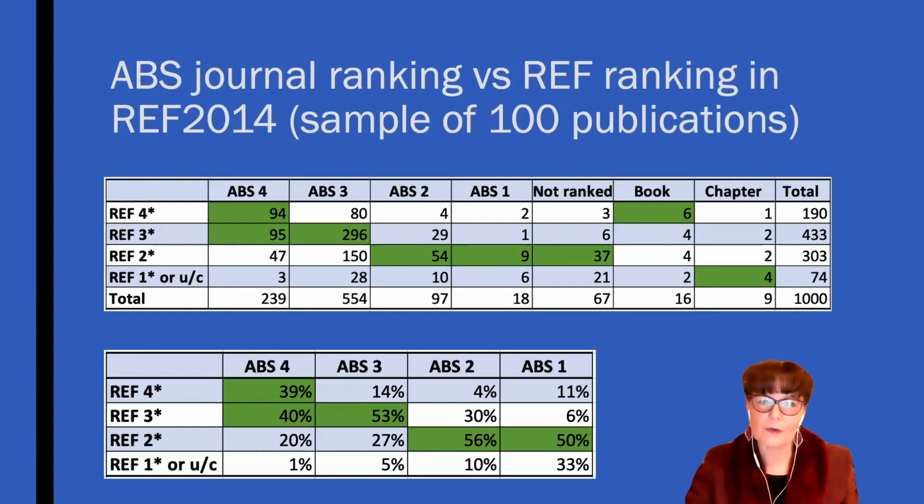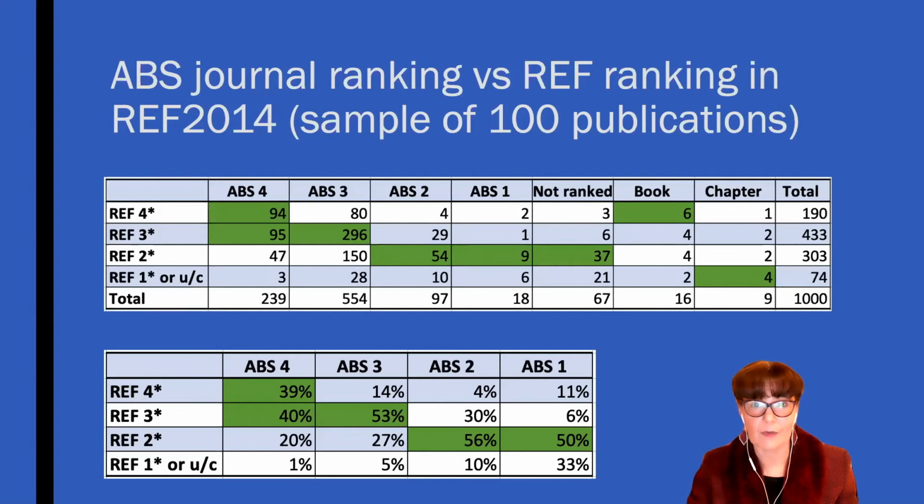So what you can see here is that even publications that are published in a 4-star journal are slightly more likely to be ranked 3-star than 4-star. So there is an even chance as to whether your publication will be ranked 3 or 4-star if it's published in a 4-star journal. If it's published in a 3-star journal, the highest likelihood is that it will be ranked 3-star, but it might also be ranked 4-star. It might be ranked 2-star, or it might even be ranked 1-star.